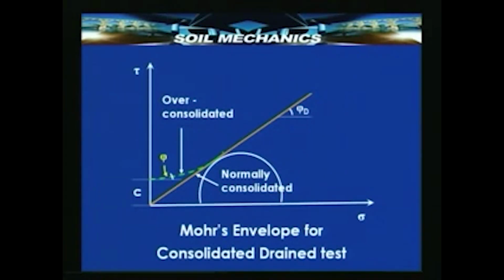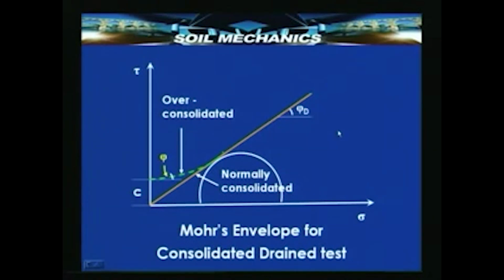Therefore, the typical Mohr diagram for this will involve a sigma-tau plot with a Mohr circle and a corresponding envelope, which will give us an effective value of cohesion and an effective value of friction angle, and these are usually called c and phi d, corresponding to the drained condition.